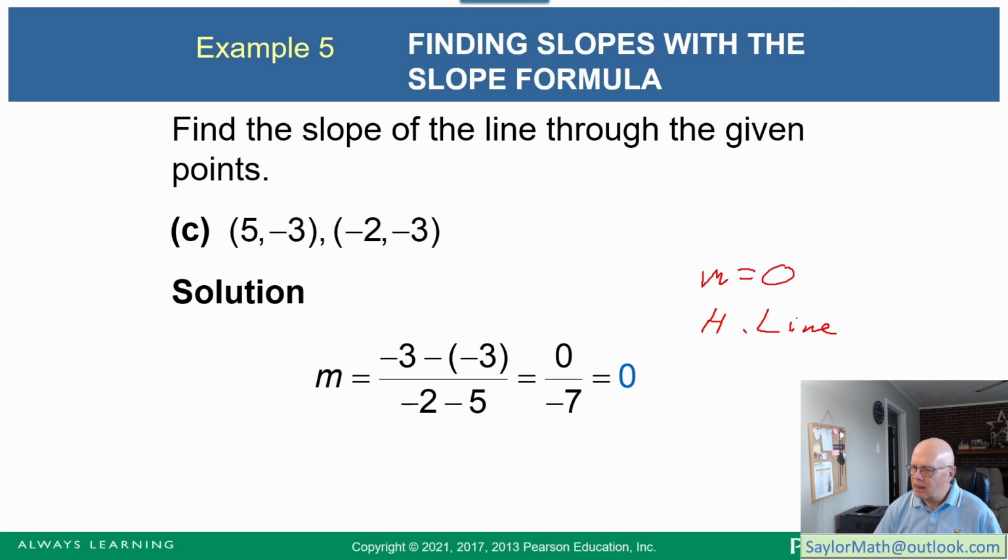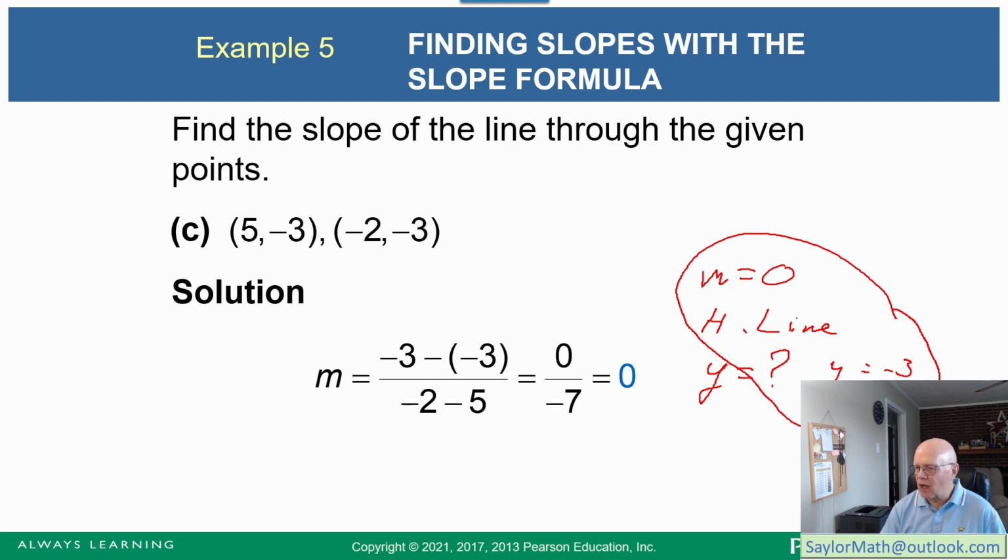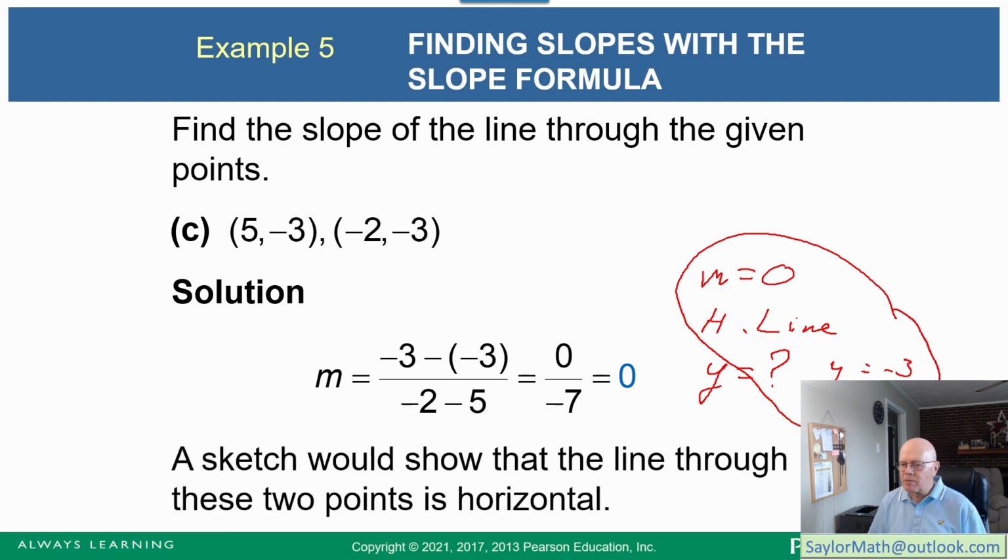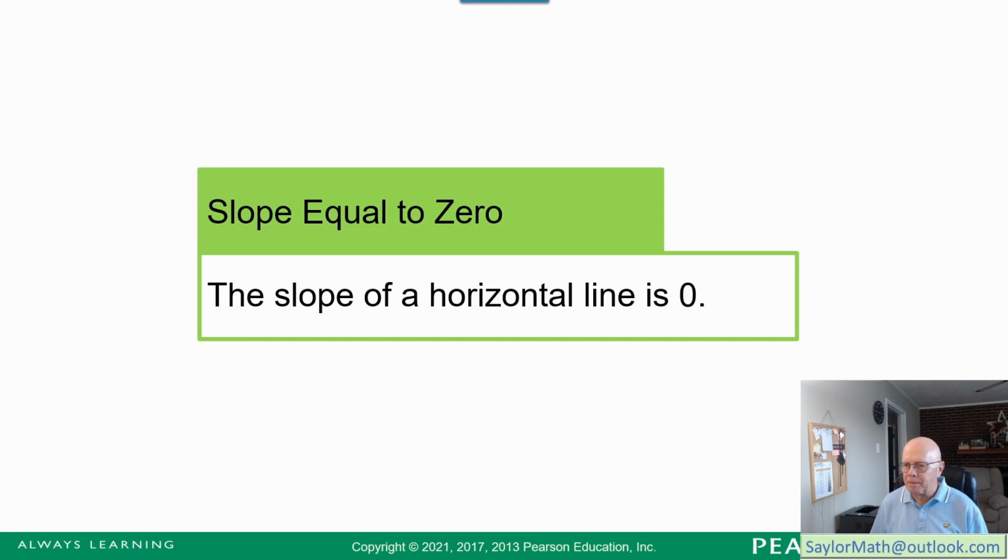What else? It looks like this. Y equals some number. In this case, a -3. Those three should go together. The slope of 0 is a horizontal line, and the equation looks like y equals some constant. Keep those two together. That's really helpful. So slope equal to 0. The slope of the horizontal line is 0. What else do we know? We also know that the horizontal line is going to be y equals whatever.